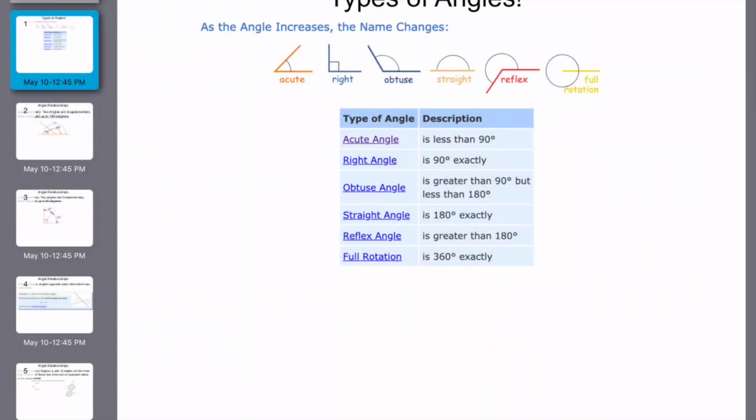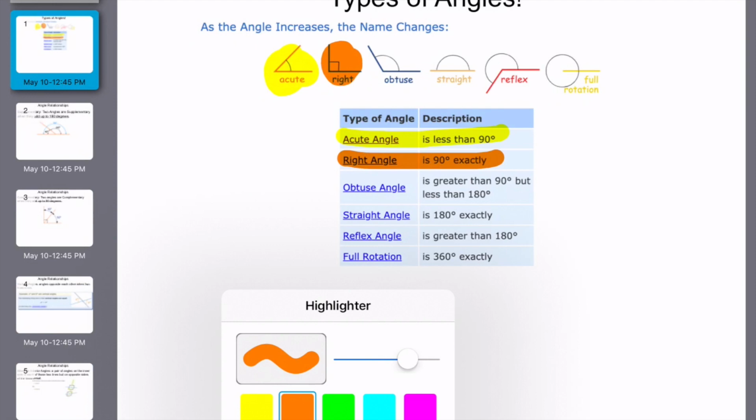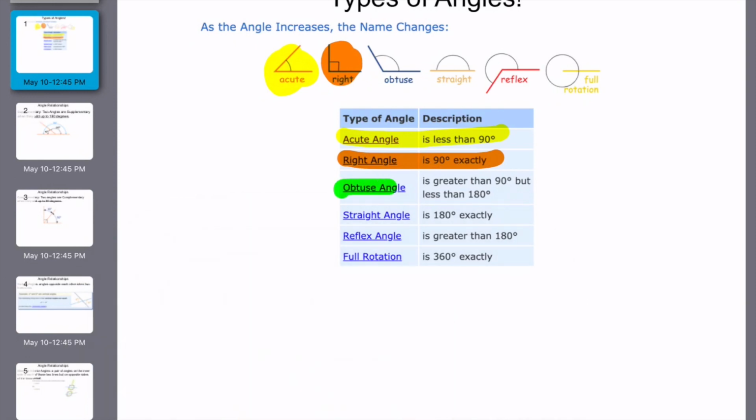All right, 7th grade. Today we're going to be talking about everything angles related. It's really our first step into geometry. So first, let's go over the different types of angles that we might have. We could have an acute angle. An acute angle is an angle that is less than 90 degrees. A right angle is an angle that is exactly 90 degrees. An obtuse angle is an angle that is greater than 90 degrees but less than 180.